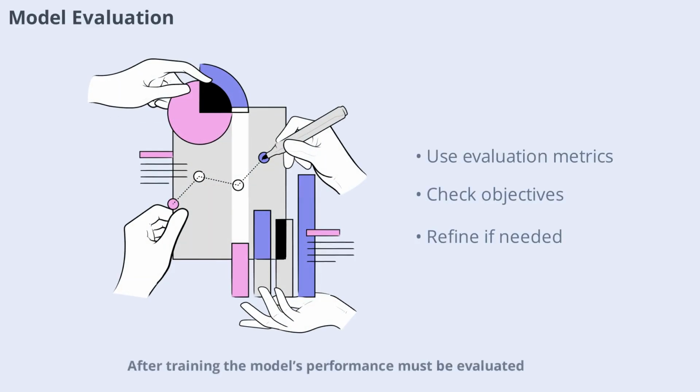After training, the model's performance must be evaluated. This step uses metrics like accuracy, precision, recall, or mean squared error depending on the problem. Evaluation helps determine if the model meets the project's objectives and if it's ready for deployment. If the results aren't satisfactory, it may be necessary to revisit earlier steps, collect more data, engineer new features, or try different models. Thorough evaluation ensures the model is reliable and effective.